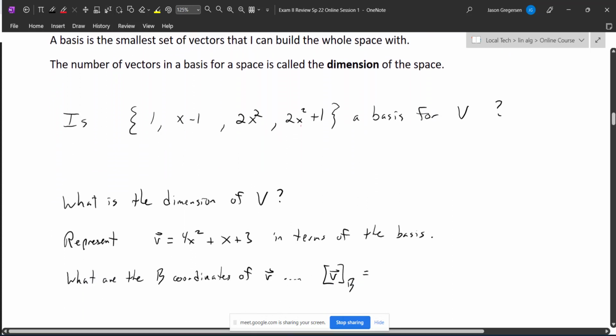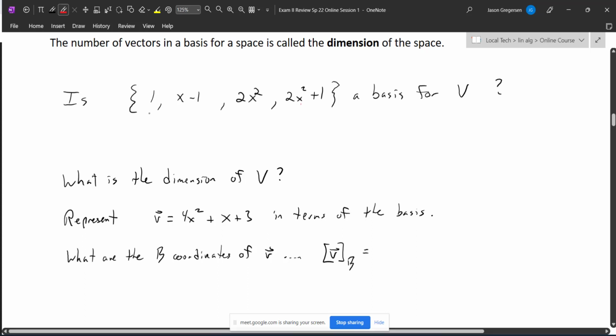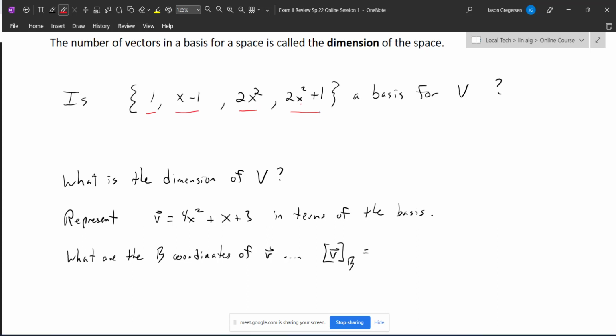So our next question is, if I'm working in the set of all polynomials of degree 2 or less, now we've established that's a vector space. Here I have a list of 4 vectors in that space. Is that set of vectors a basis for the vector space? Once again, yes or no? Is this a basis for the vector space?